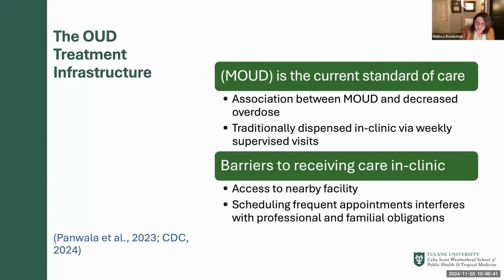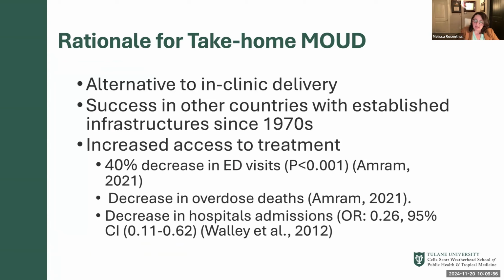So in order to mitigate some of these issues, there's been a rising support for including take-home dosages as a mechanism to combat some of those access issues. Specifically, this has been seen in many other countries since the 1970s in some way or another. There's been quite a range of successes as a result of take-home MOUD, including a decrease in emergency department visits, as well as an overall decrease in mortality related to opioid overdoses. There's also been a decrease in hospital admissions as a result of this take-home infrastructure.